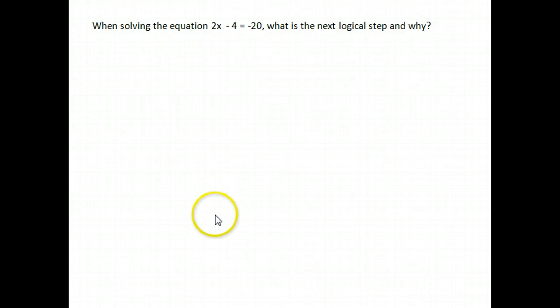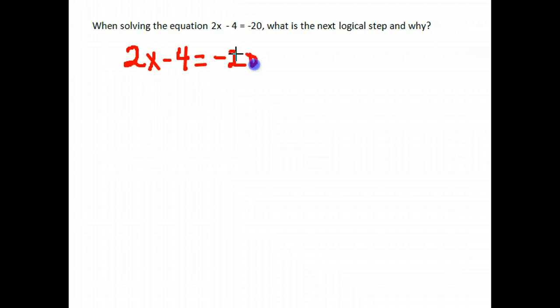All right, here's another one. When solving this equation, 2x minus 4 equals negative 20, what's the next logical step and why? So again, let's just take a look. We're used to solving equations. So what would we do here?